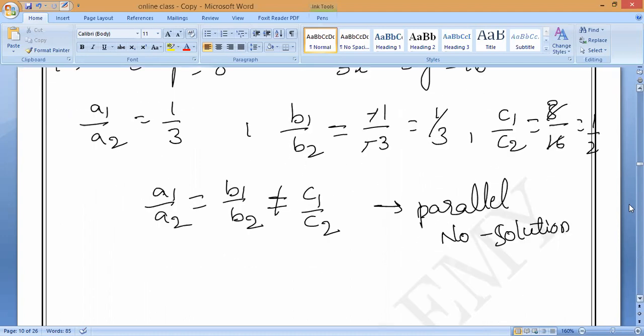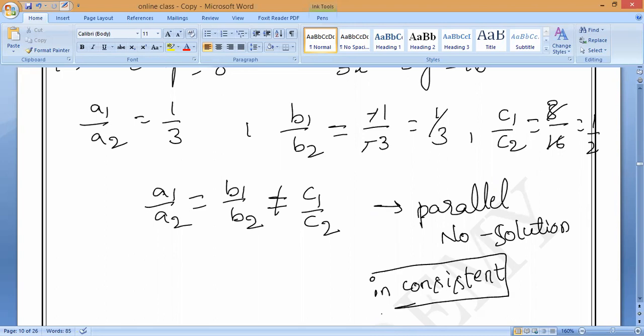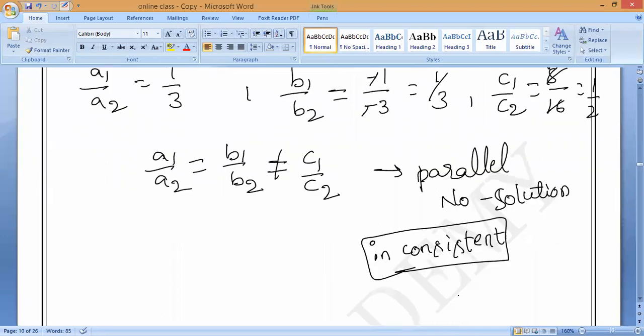Yes, ma'am. Inconsistent. The given equations are an inconsistent pair of equations. So no need to draw the graph. Okay? That's all. Do you understand? Yes, ma'am. Next.